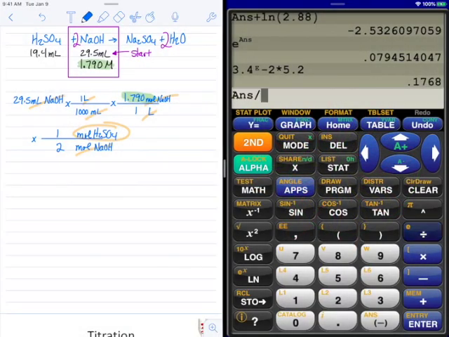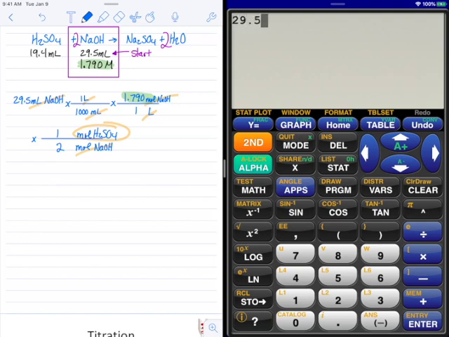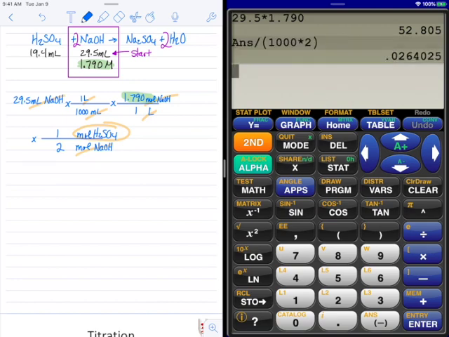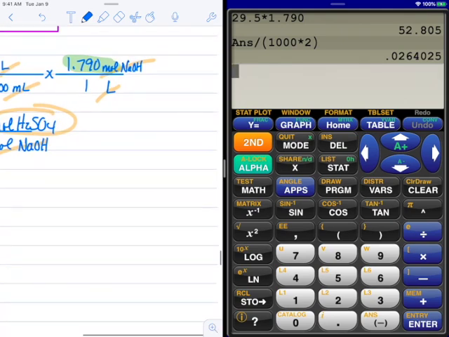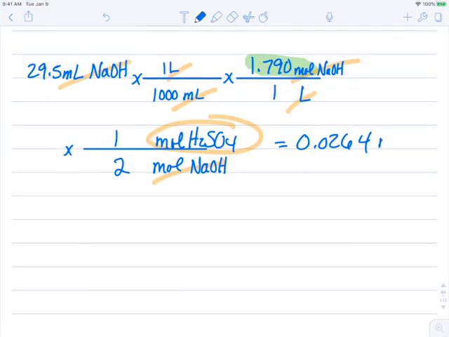So let's go ahead and calculate this one together. 29.5 times 1.790. And in the bottom, I have 1,000, and I have 2. All right, for those of you calculating at home, did you get something similar to this, 0.0264? Excellent. All right, so this is in moles of our sulfuric acid.